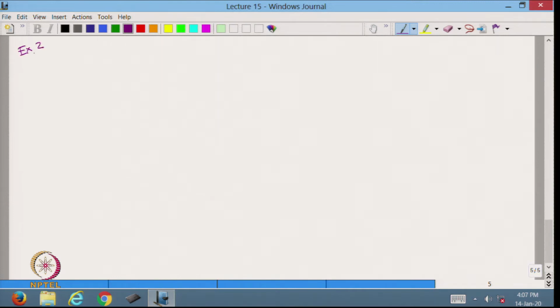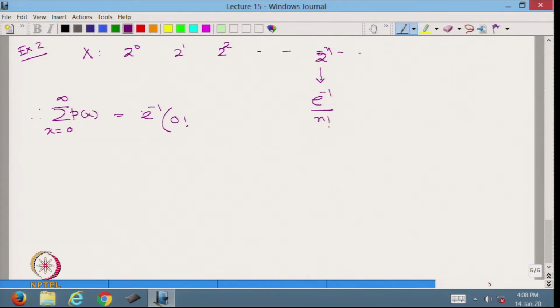Another example, x is a random variable which takes values 2 to the power 0, 2 to the power 1, 2 to the power 2, etc., with probability of 2 to the power n is equal to e to the power minus 1 into n factorial. Therefore, sigma p x, x is equal to 0 to infinity, is equal to e to the power minus 1 into 1 upon 0 factorial plus 1 upon 1 factorial plus 1 upon 2 factorial plus etc., is equal to e to the power minus 1 into e is equal to 1. Therefore, it is a valid PMF.